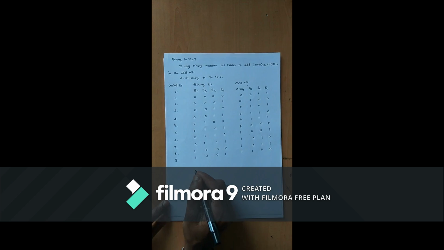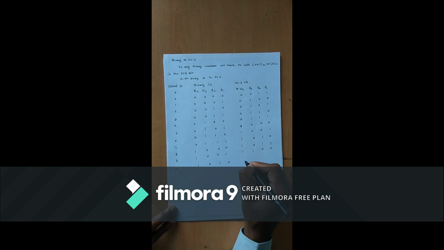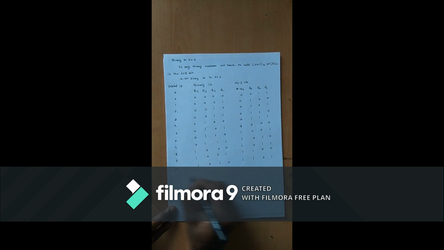For 10, 1010: 10 plus 3 is 13, 1101. And for 11, 1011, it will be 14, 1110. And for 12 it will be 15. So if you observe carefully, after 12, the values 13, 14 and 15 are don't care conditions, because we cannot predict the excess-3 values. So these are the don't care conditions in the binary to excess-3 conversion.